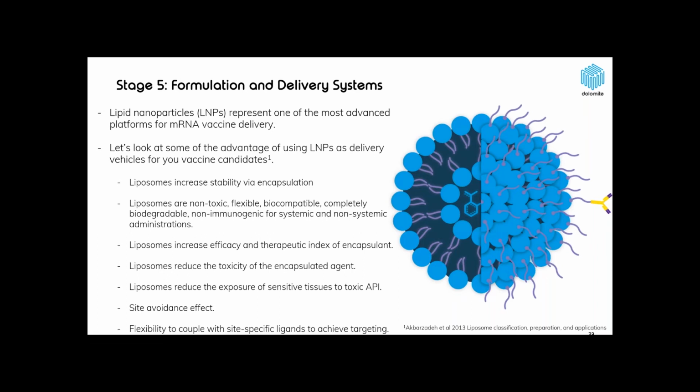They also increase the efficacy and the therapeutic index of your encapsulant. They reduce the overall toxicity of the encapsulated agent if it is toxic in the first place. They also reduce the exposure of sensitive tissues to any toxic API or genetic material for that matter. They have site avoidance effects, and they offer flexibility to couple with site-specific ligands to achieve targeting. So they can be coupled with specific proteins, antibodies, and things like that.